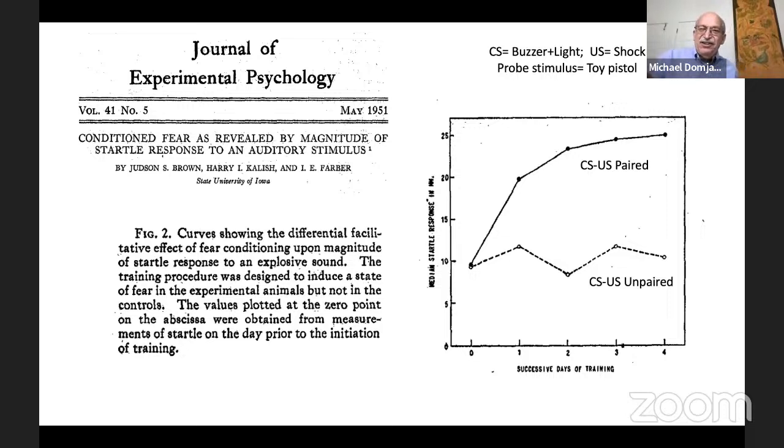Now, this phenomenon is called fear potentiated startle. And the fear is presumably conditioned to the buzzer light conditioned stimulus. And that kind of conditioned fear is conventional Pavlovian conditioning of fear. But where the sensitization occurs is once the conditioned stimulus becomes effective in eliciting fear, the animal becomes much more reactive to this startle pistol noise. And so that's why I refer to this as Pavlovian sensitization.